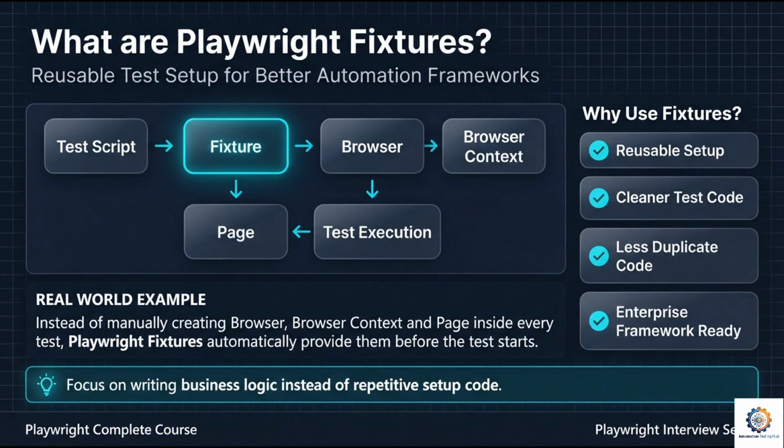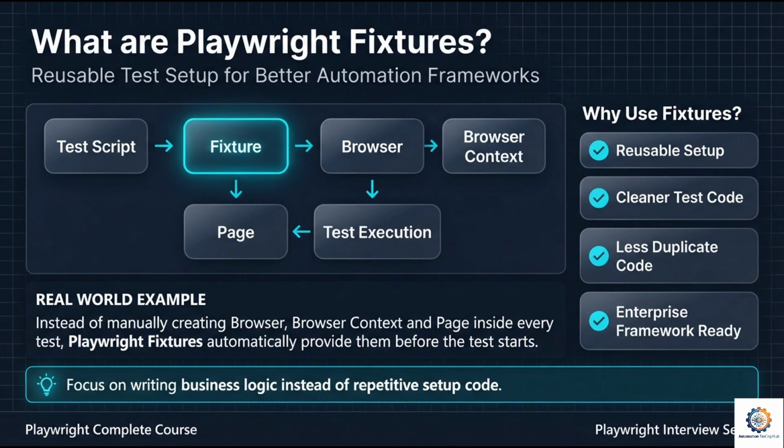Imagine writing hundreds of test cases, creating a browser context and page inside every test would lead to a lot of repetitive setup code. That is where fixtures help. As shown in the diagram, the test simply requests a fixture. Playwright automatically creates the browser context and page before the test starts. This keeps your test clean, reusable and easier to maintain, so you can focus only on writing business logic instead of repetitive setup code.